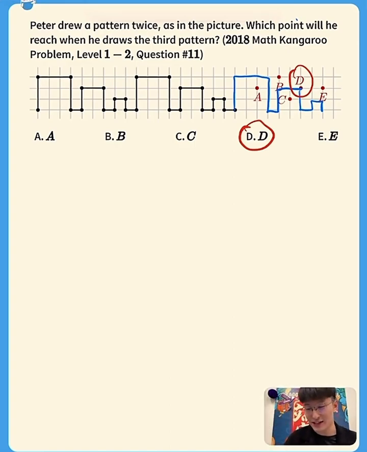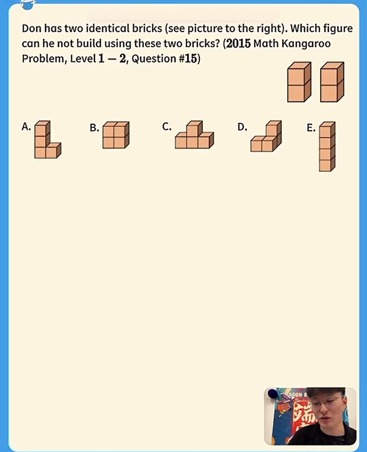Everyone, let's go to the second question of today. As usual, we will pause here. If you want to pause here, you can, and otherwise I'll read the question for you to better understand it. Don has 2 identical bricks. You can see the picture on the right hand side. Which figure can he not build using the 2 bricks? Let me underline not build, because the question is not about which one we can build. The question is about which one we cannot build.